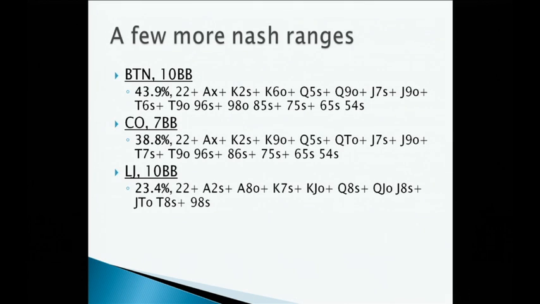Okay, so lowjack, that's hijack minus 1, so that's two over from the cutoff. At 10 big blinds it's only 23.4%.